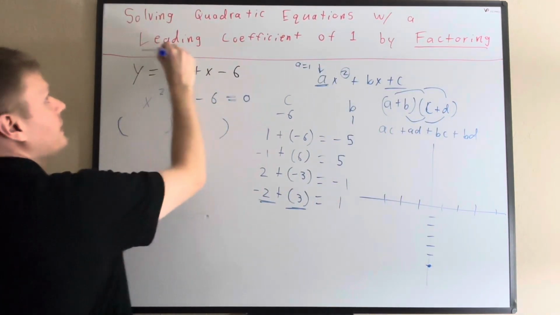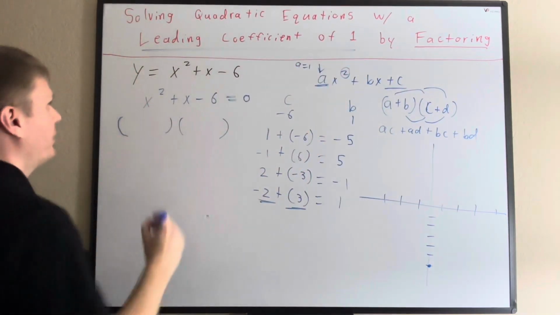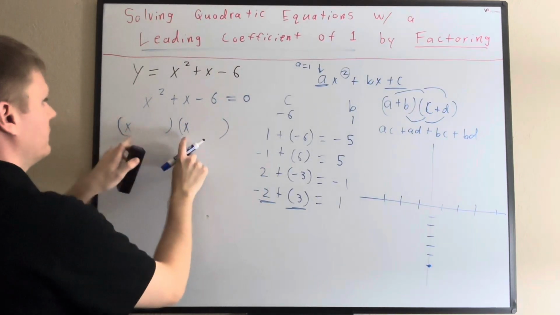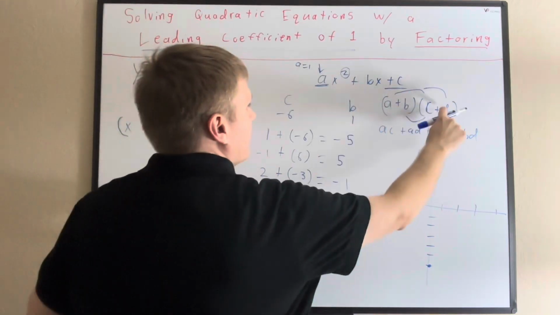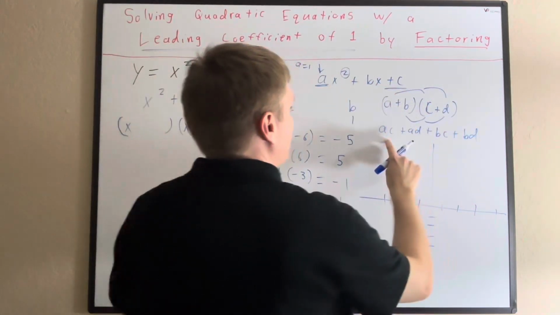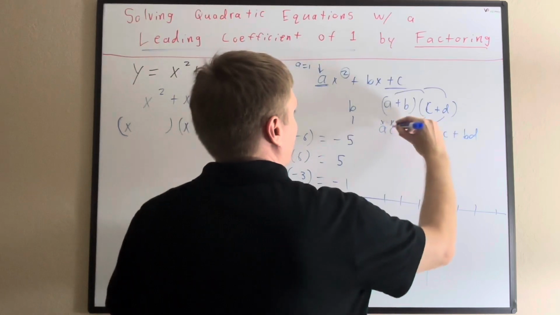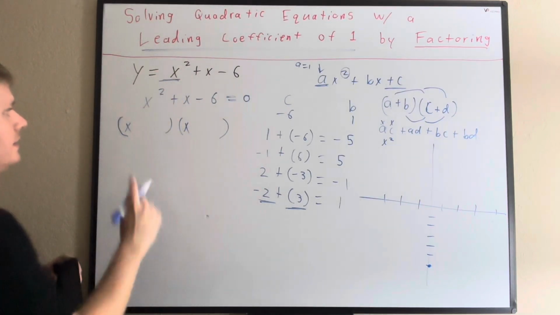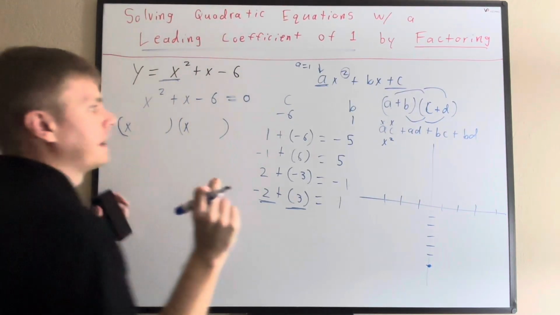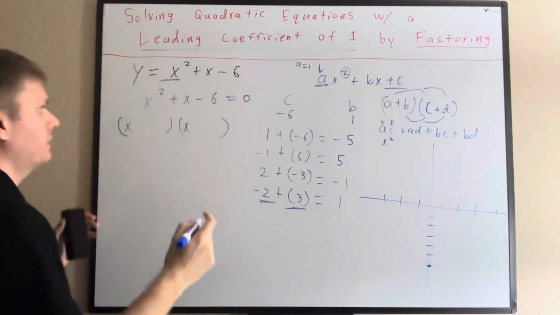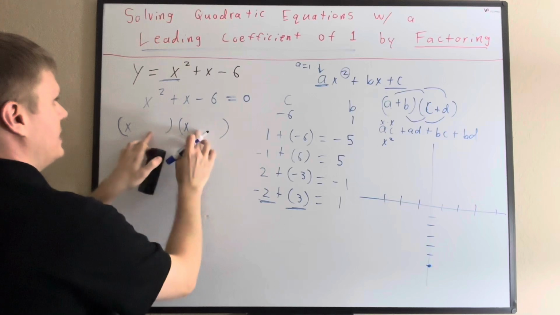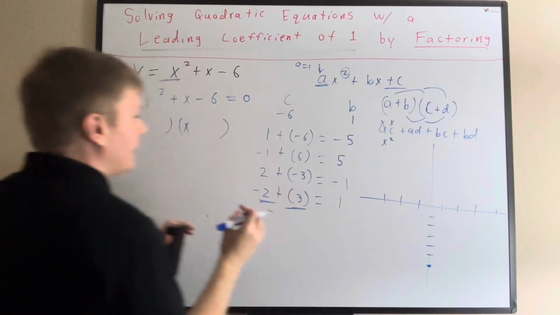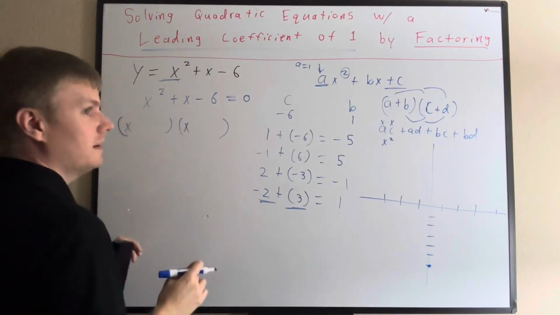Now, when we have the leading coefficient of 1, there's a very easy part of that. Part of this, we know that this is going to be x and x, those first two numbers, because when we FOIL it out, x times x, AC is just going to be x times x, which is x squared, which is what we started with, right? Because a is 1. So that part, we're done. Okay. Now, what about the next bit? Oh, these could be anything. Well, we actually already found them.